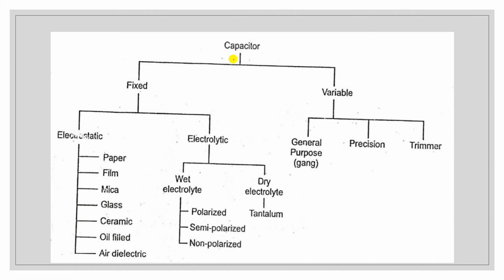Okay, now the next thing, the types of capacitor, or the classification of the capacitor. Capacitors are basically categorized into two types: one is the fixed type of capacitor, another one is the variable type of capacitor. That means the value of the fixed type will not change, and the capacitance value of the variable type does vary. In the fixed type of capacitor, there are again two types: one is called electrostatic, another one is called electrolytic.